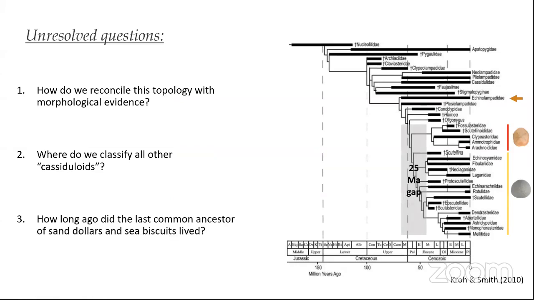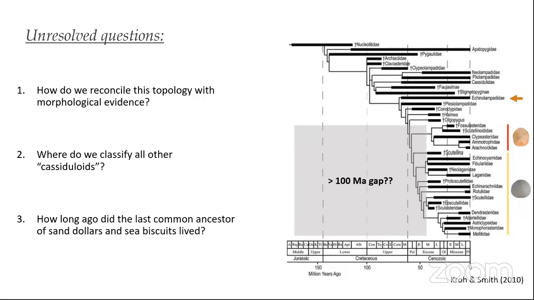And the other question that's unresolved is, how long ago did the last common ancestor of sand dollars and sea biscuits live? As you can see, neither one of these two clades has any fossil record that's older than the Eocene. The inclusion of the lamp urchins within this clade already pushes their origin back by at least 25 million years. So there's a fossil gap with no record of their origin, although they must already be alive, at least by the late Cretaceous. But if in fact all of the caciduloids are part of this clade, then this would push back the origin of the sand dollars and the sea biscuits way back in time, generating some sort of ghost ranges that are impossible.